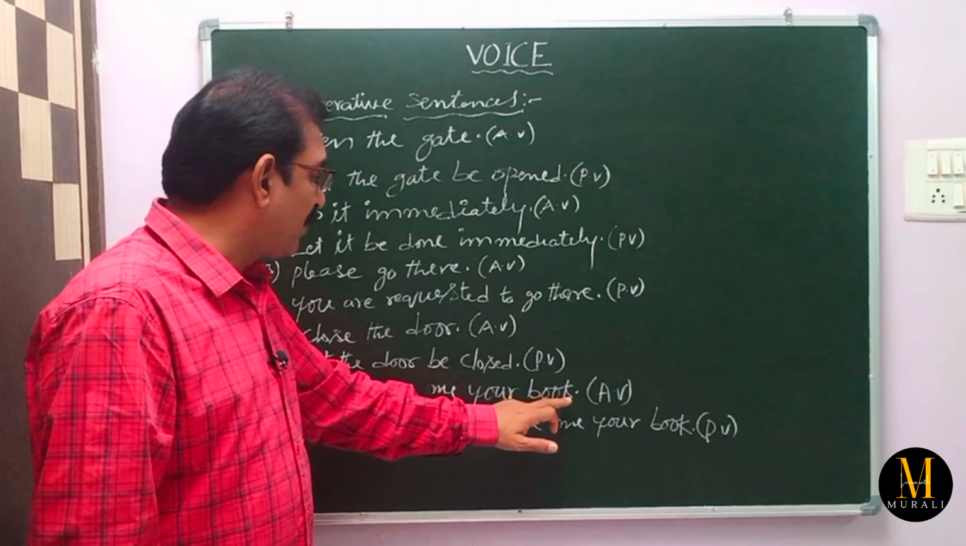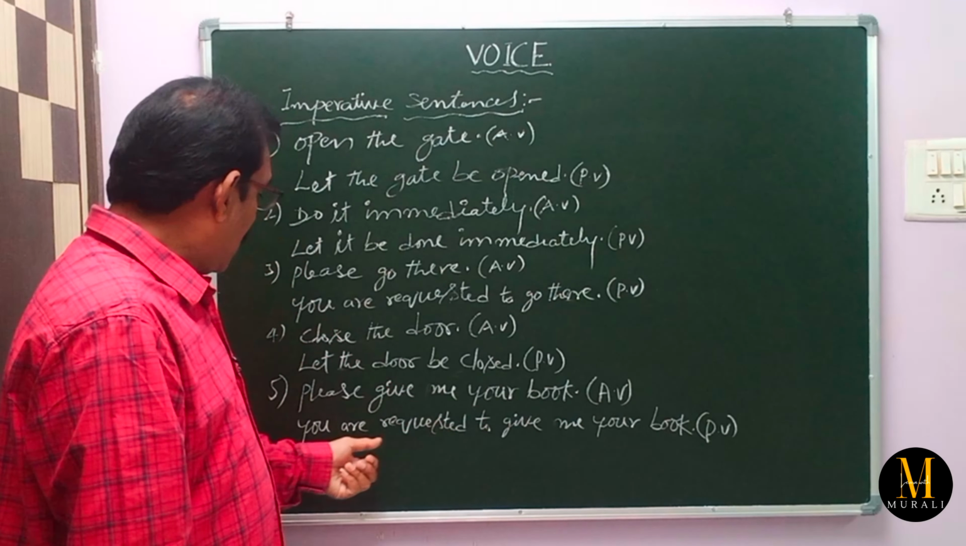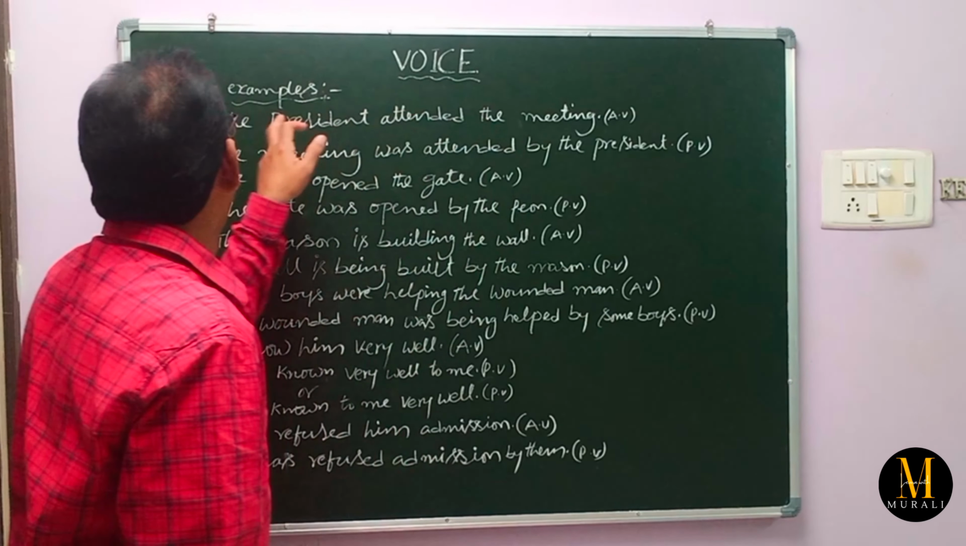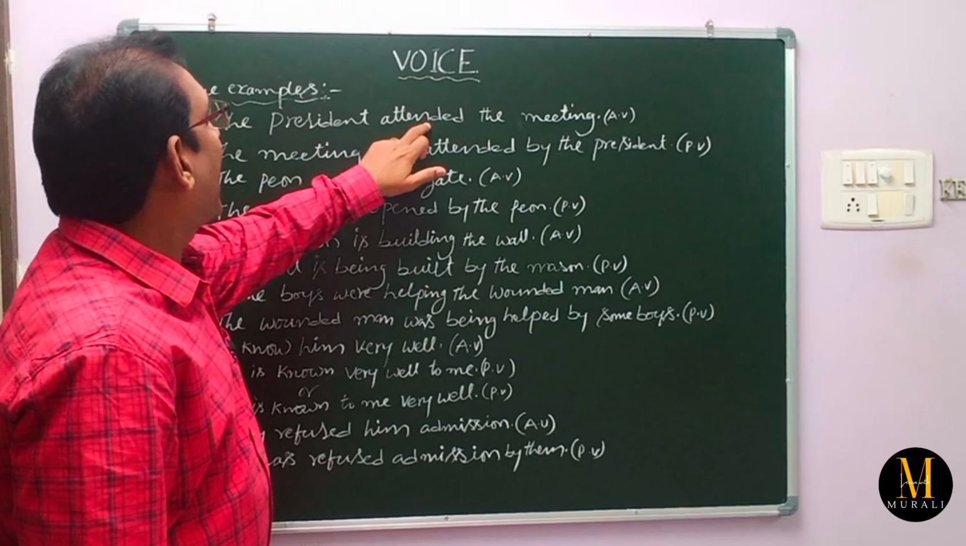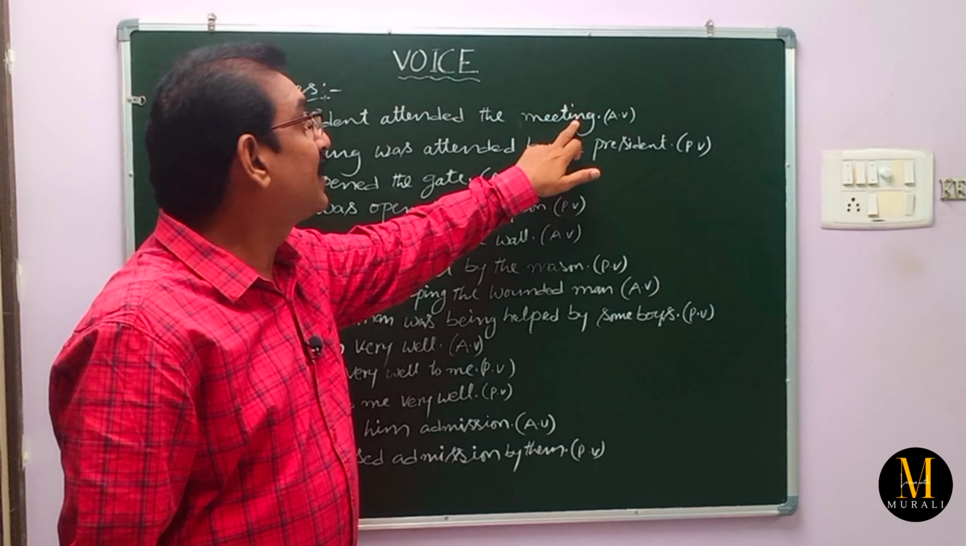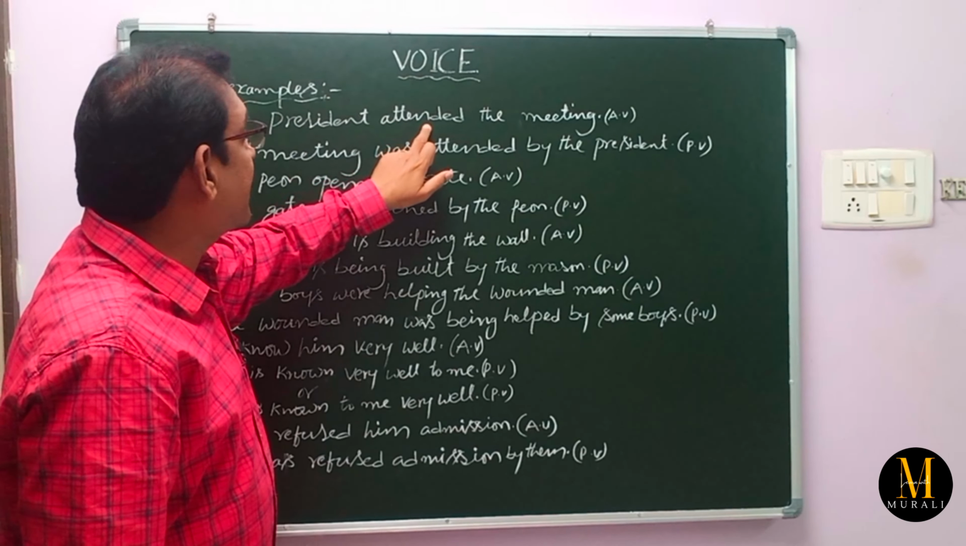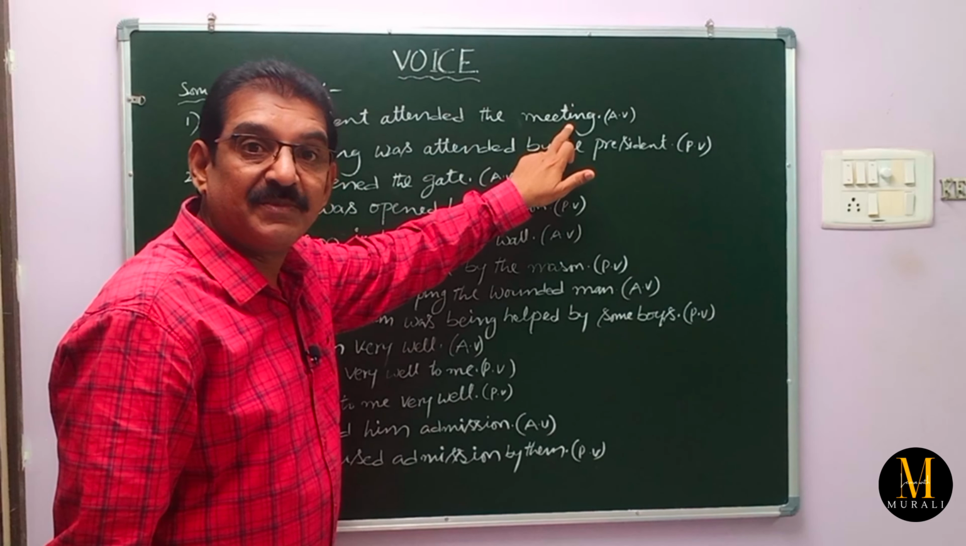Please give me your book, request. You are requested to give me your book, passive voice. Some examples. The president attended the meeting. This is active voice. Here, the president is subject, attended is verb, the meeting is object.